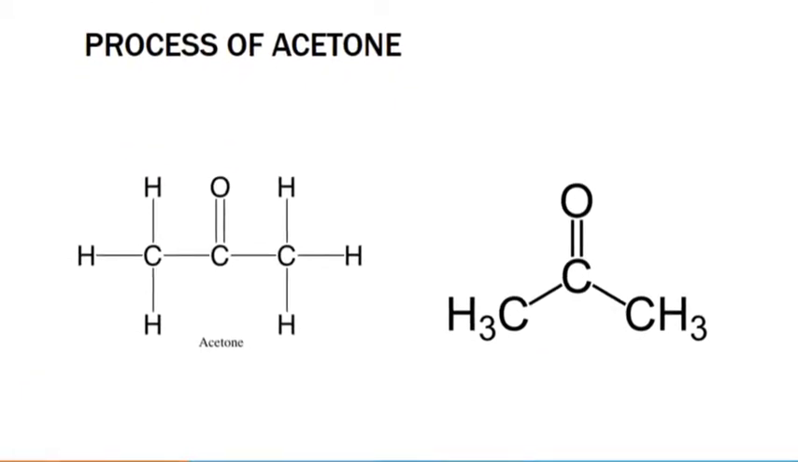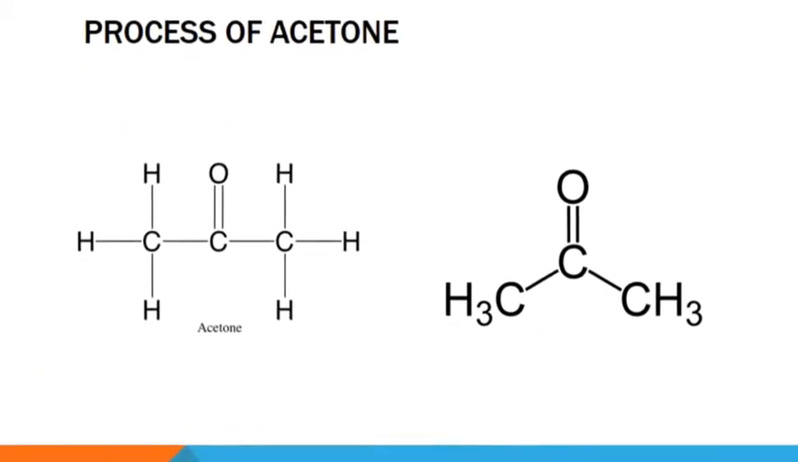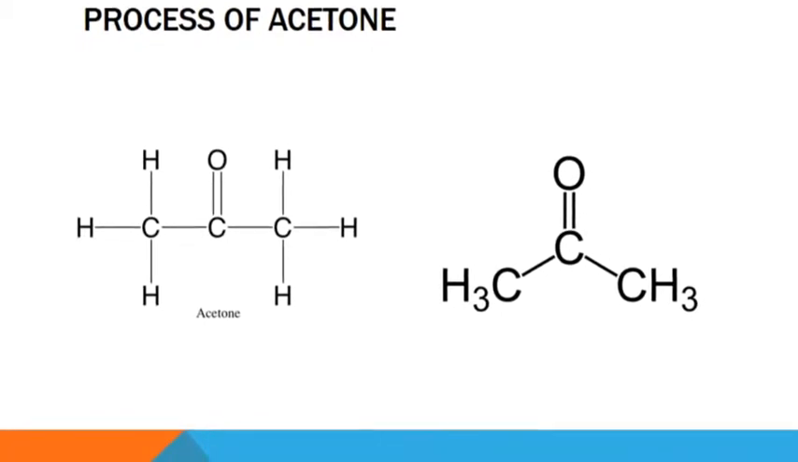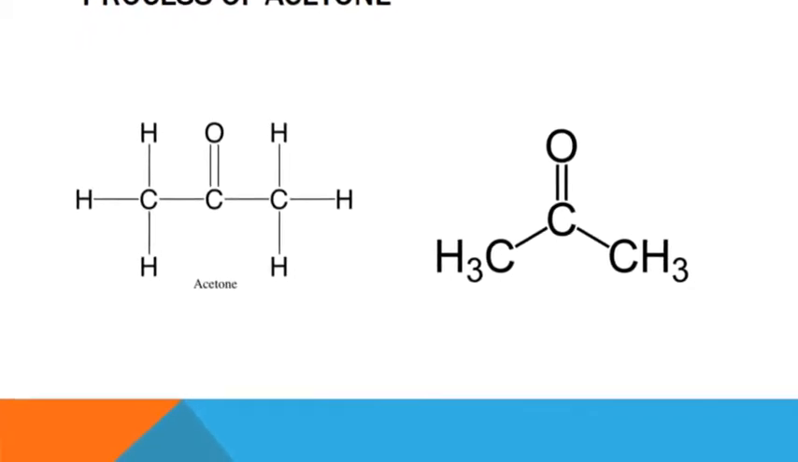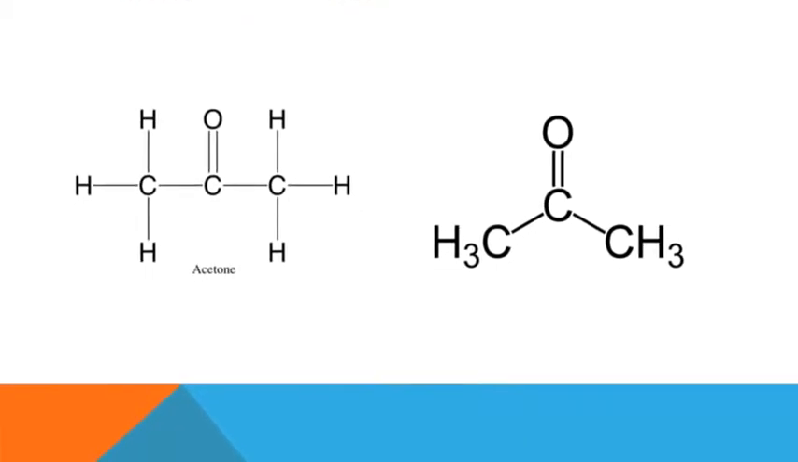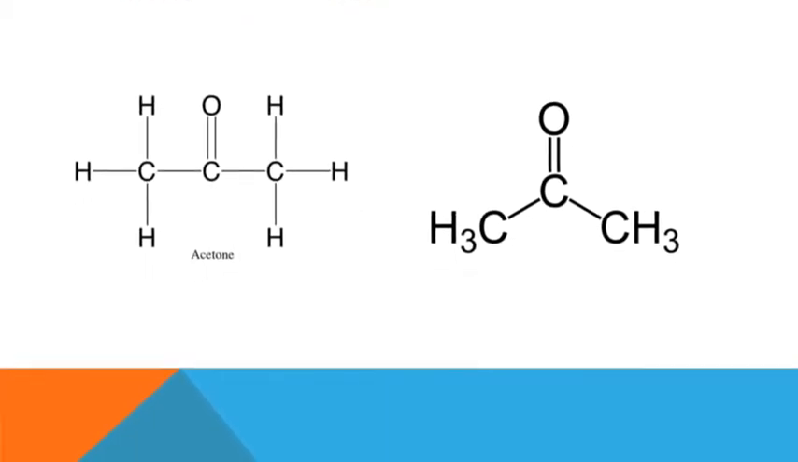This is the structure of acetone. Acetone has one oxygen double bonded to a carbon, which is single bonded to two other carbons, which have three hydrogens bonded to each.